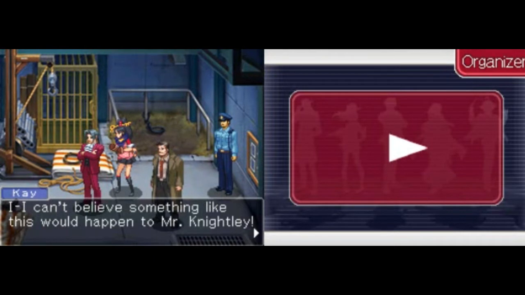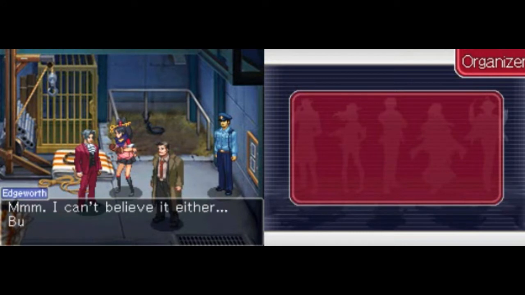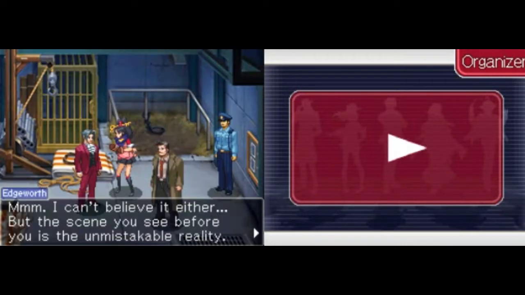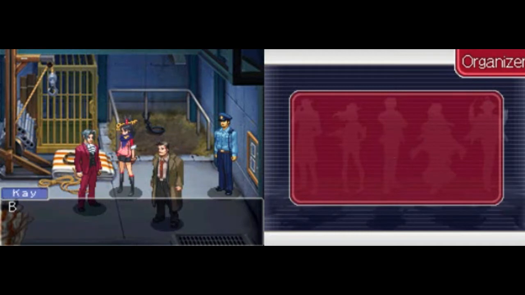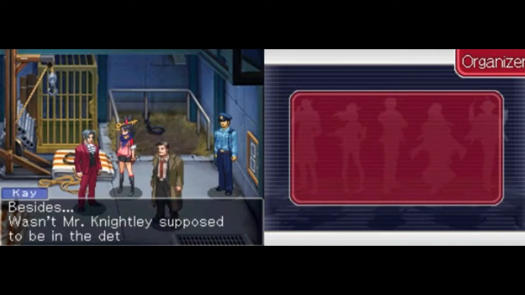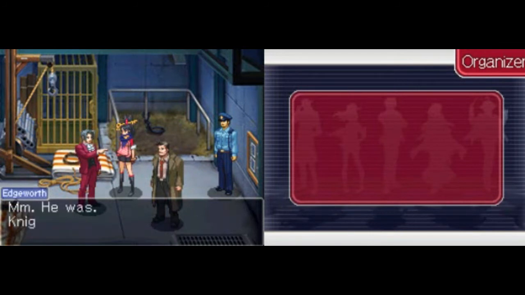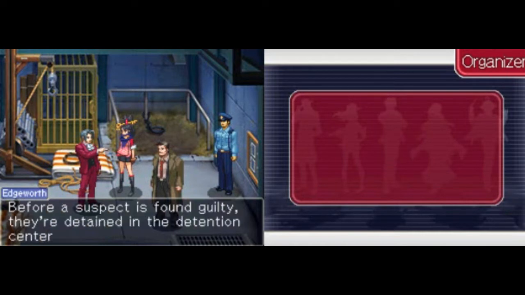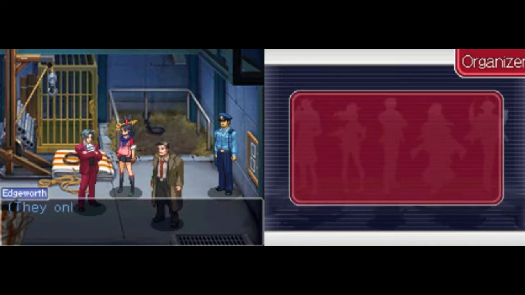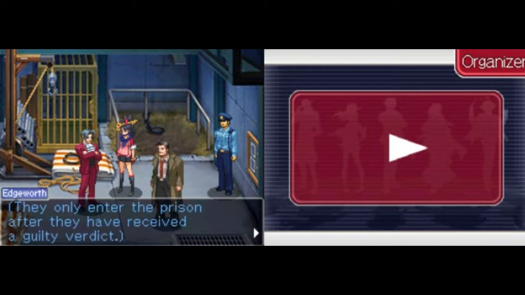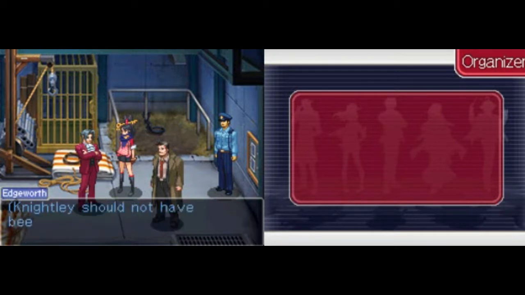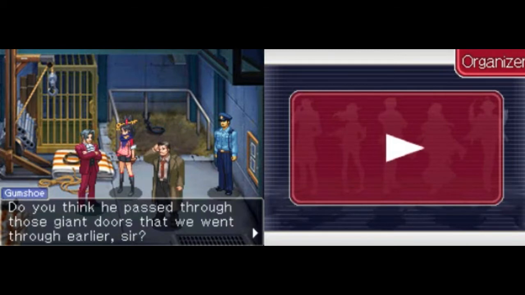Workroom A, sorry. I can't believe something like that would happen to Mr. Knightley. I can't believe it either. The scene you see before you is the unmistakable reality. Besides, wasn't Mr. Knightley supposed to be in the detention center? He was. Knightley hadn't had his trial yet. Before a subject is found guilty, they're detained in the detention center's holding cells. They only enter the prison after they have received a guilty verdict. Knightley should not have been moved in here. Do you think he passed through those giant doors that we went through earlier, sir?